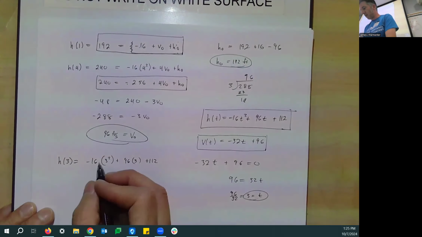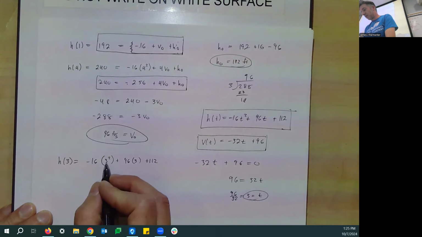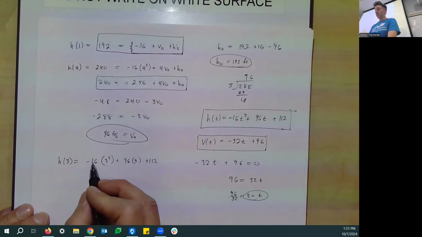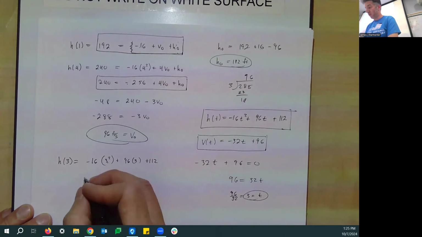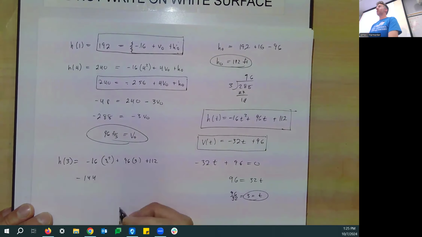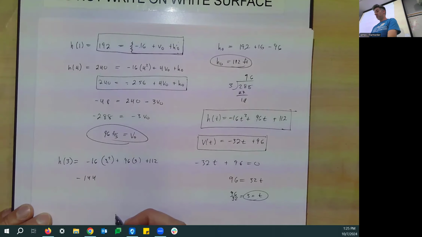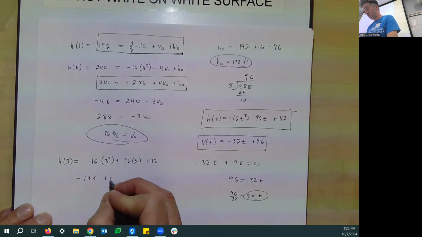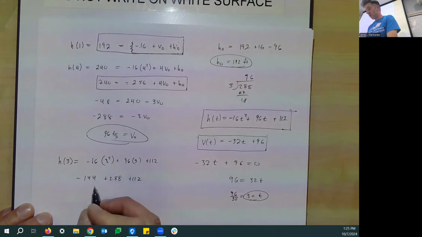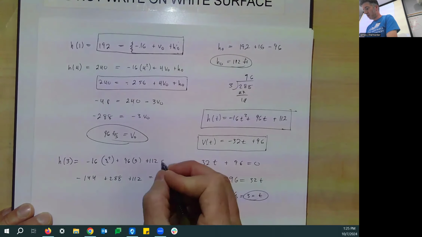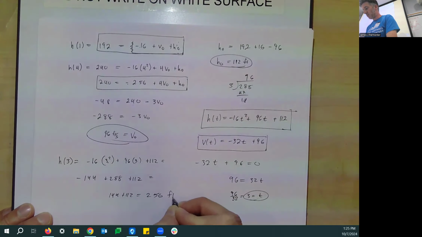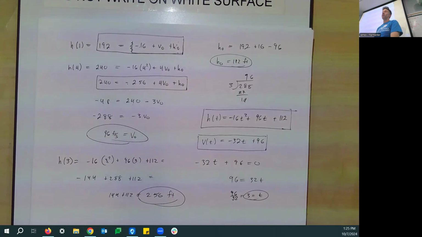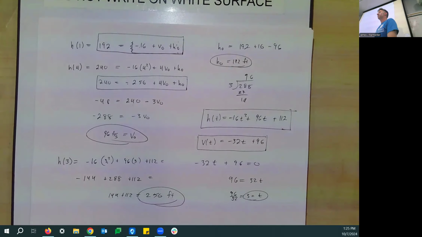So I'm seeing here that this is going to be 16 times 9, or 4 times 4 times 3 times 3, or 4 times 3 times 4 times 3, or 12 times 12, which is 144. And 96 times 3 is going to be exactly double that. 270 plus 18 is 288. That plus that is 144. 144 plus 112 is 256 feet high. That is the maximum height of this ball that we threw, when we only knew the acceleration and how high it was at a couple points.